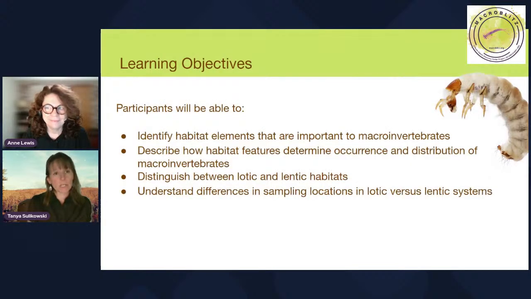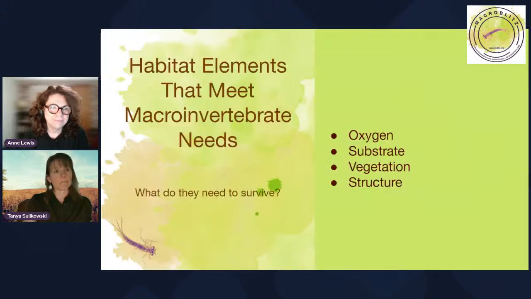So our learning objectives for today's module are that you will be able to identify habitat elements that are important to macroinvertebrates, describe how habitat features determine occurrence and distribution of macroinvertebrates, distinguish between lotic and lentic habitats, and understand differences in sampling locations in these two different types of systems.